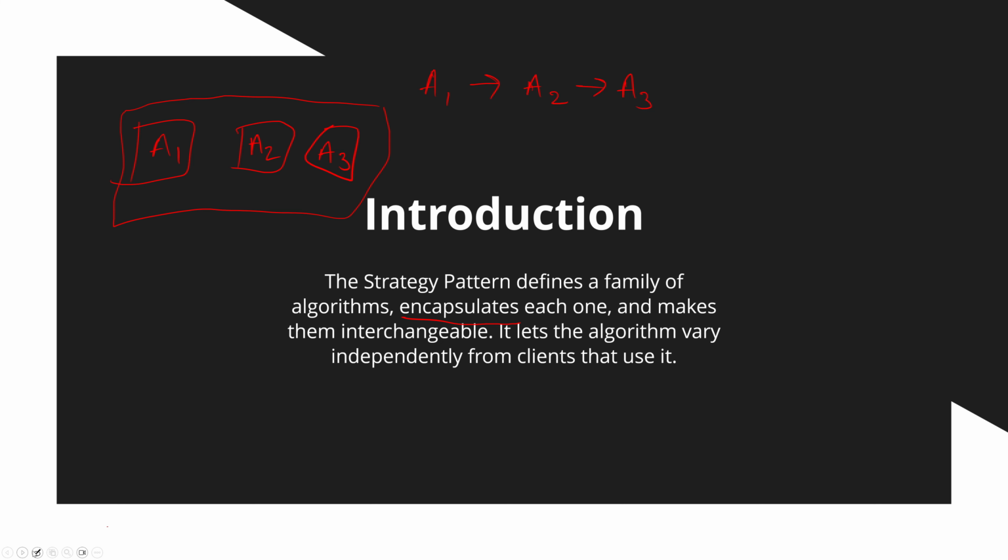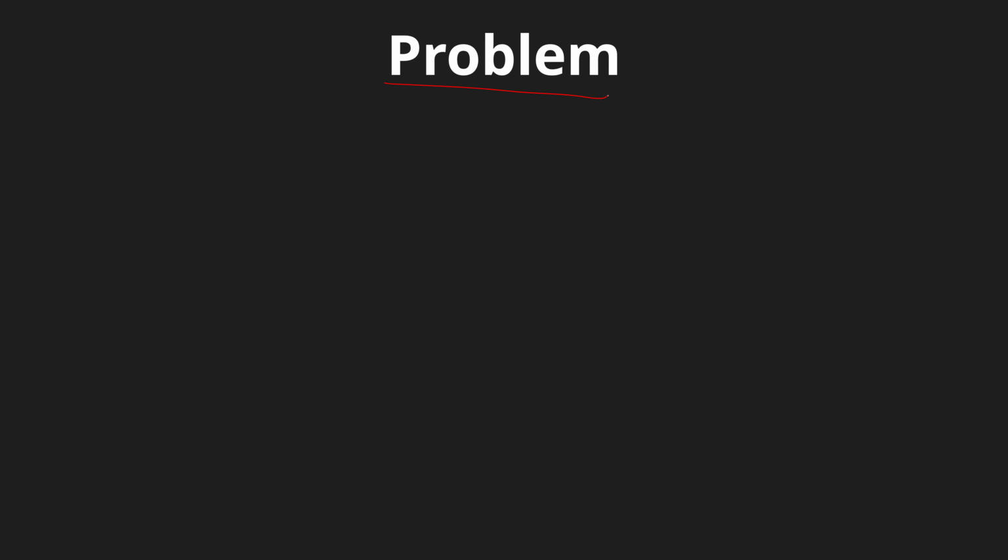So what would you do in this particular case? If you have A1, A2, A3, you can have them used interchangeably using the strategy design pattern. So the problem we have seen: a class performs similar tasks in different ways.